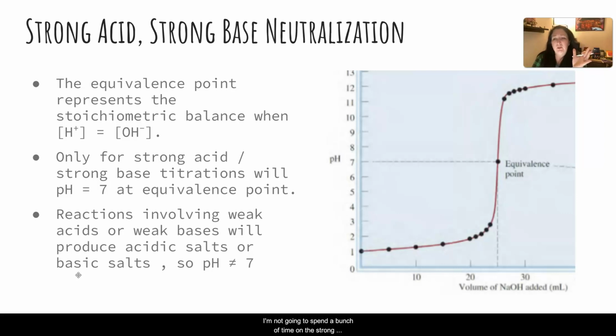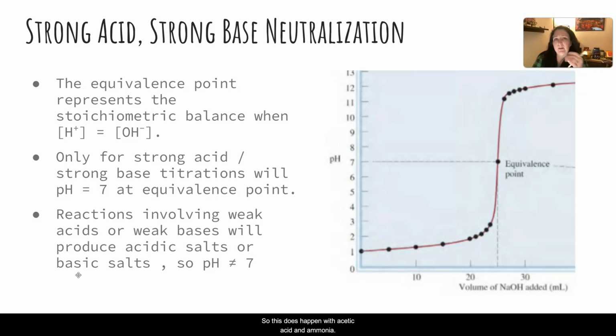I'm not going to spend a bunch of time on the strong acid, strong base, because we've already talked about it. But the equivalence point's at 7. If you have somebody weak in there, then the equivalence point is not going to be at 7. The only way that the equivalence point would be at 7 for a weak reaction is if it were a weak acid, weak base, and they both had the same value for their Ka and their Kb.